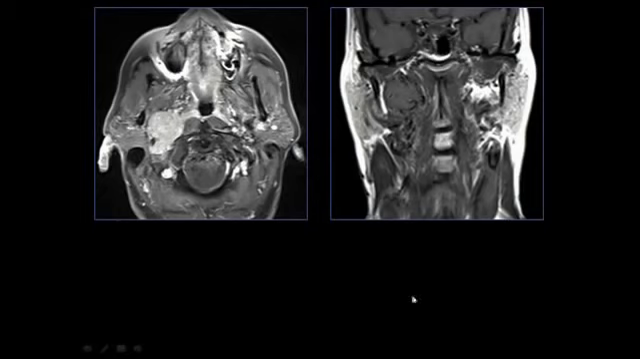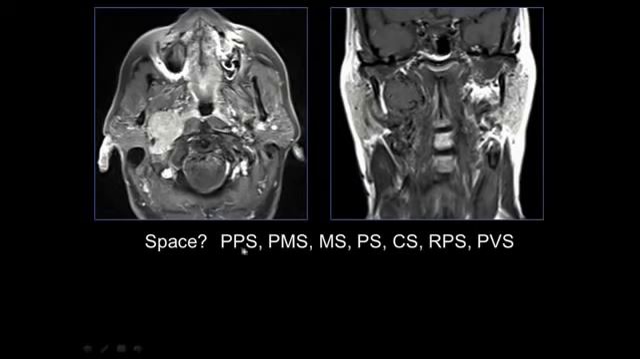So here's an example where we have an obvious enhancing mass on an axial MR at the level of the nasopharynx, and then here is that same lesion on a T1 pre. I see the styloid being displaced, and there are plenty of spaces that you can pick from: peripharyngeal, pharyngeal mucosal, masticator, carotid, retropharyngeal, and prevertebral or perivertebral. In this case, out of that, I'll pick carotid because of its invasion.